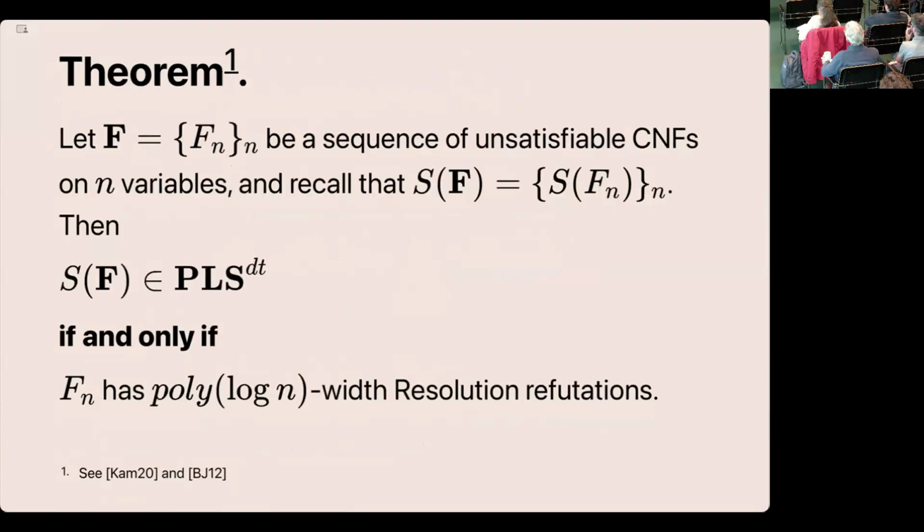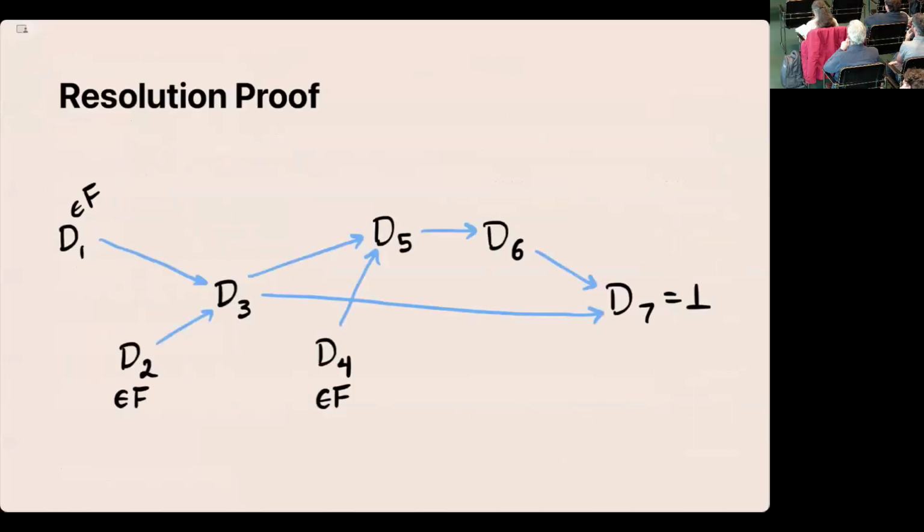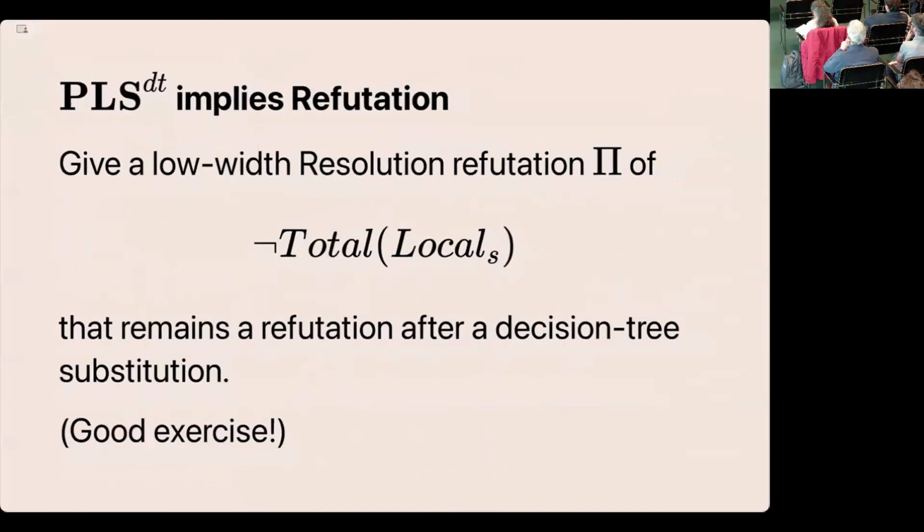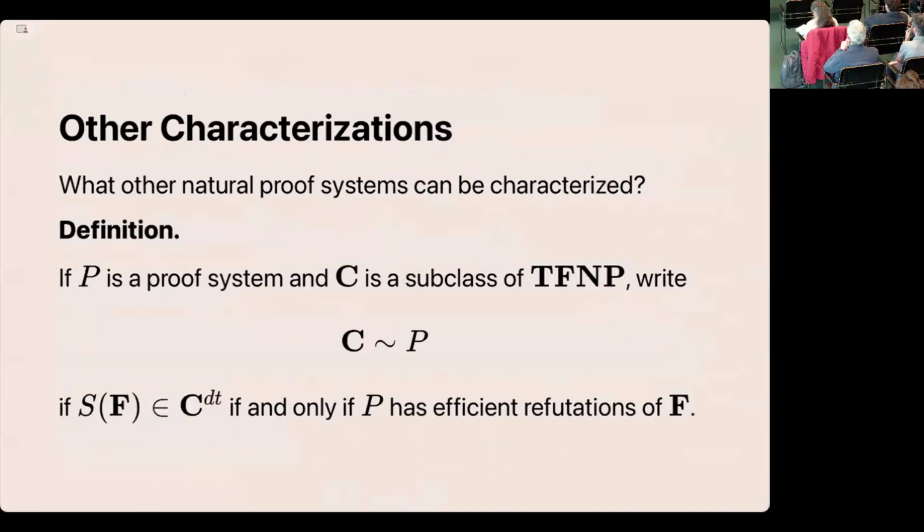So maybe just in the interest of time, I'll just state the theorem and then move on to some of the new results. If I start with a sequence of unsatisfiable CNFs, and I consider the sequence of search problems that comes from it, then this sequence of search problems is in this PLS class if and only if this sequence F_n has low width resolution refutations. Okay. So this is just a proof. I'm happy to talk about it offline if anyone wants to see it, but I'll skip over it in the interest of time.